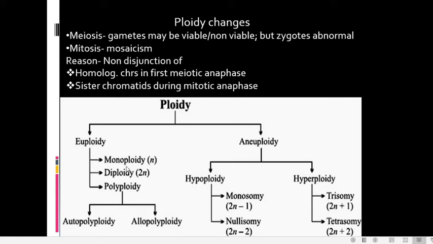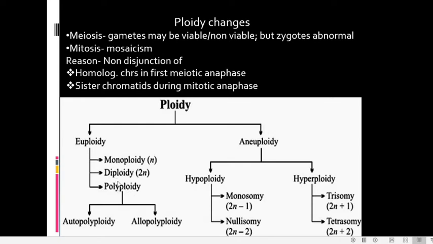So if in the somatic cell of an organism there is only one basic chromosome set, then that condition is called monoploidy. If in the somatic cell of a particular organism there will be 2 times the basic chromosome number, it is called diploidy. Then if the chromosome number of the somatic cell of an organism is more than 2 times the basic chromosome number, then it is called polyploidy.